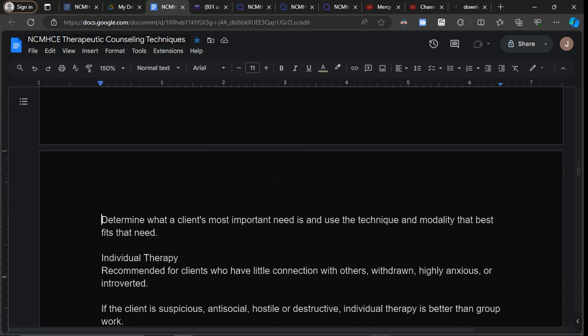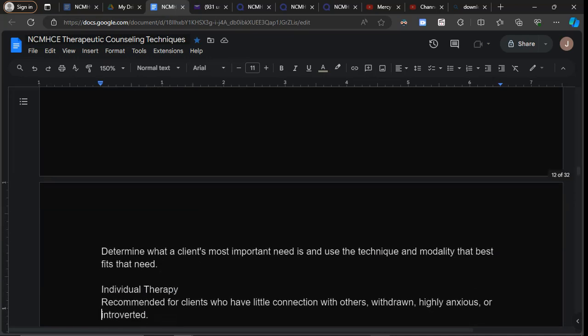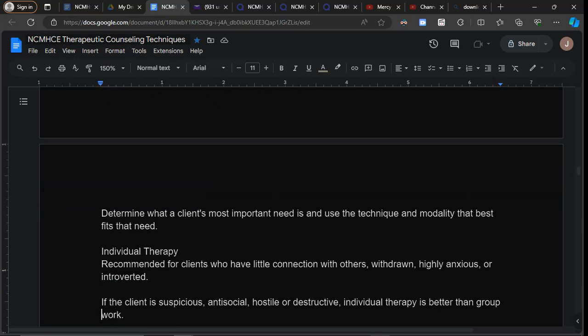Modalities exist. For purposes of the exam, there are only three modalities: individual, family, and group. Determine what a client's most important need is and use the technique and modality that best fits that need.